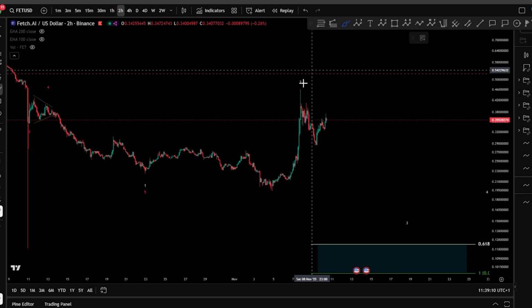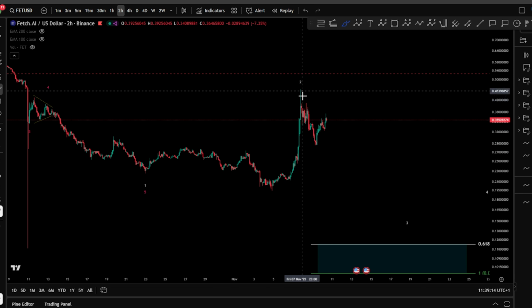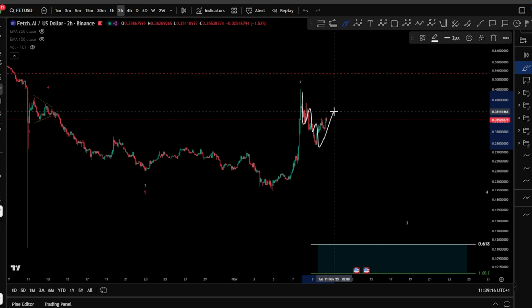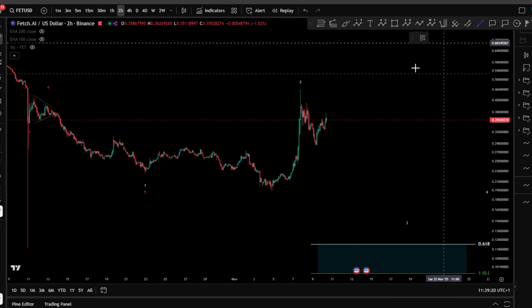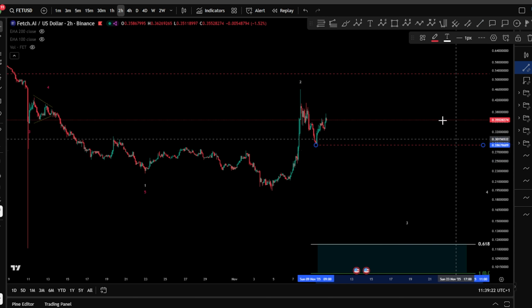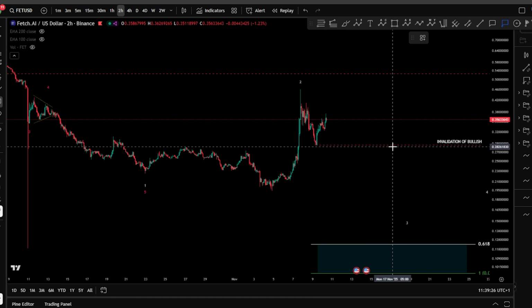But if you take a closer look here, you can see you probably also have a leading diagonal. Yeah, so you gotta be careful. Wave A, B, and a C, it might be very deep. Invalidation again. So yeah, I believe if you take this price again, right? So this is the invalidation of bullish as well as a key level.